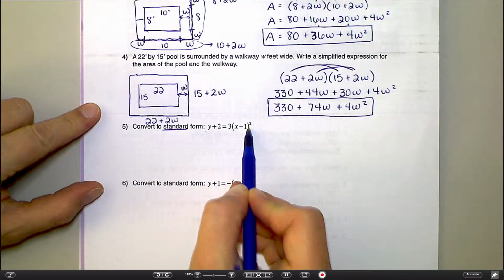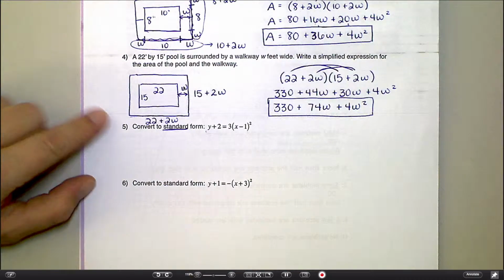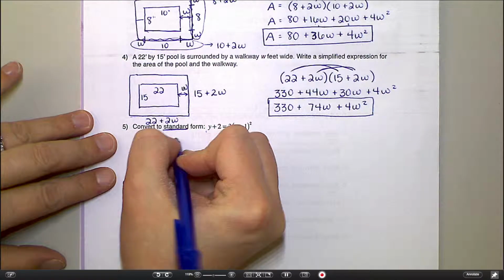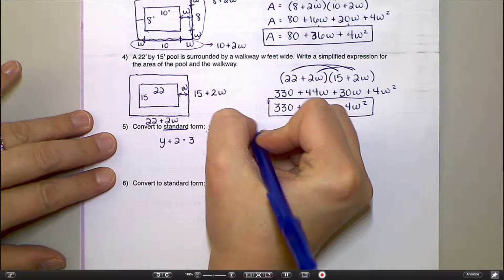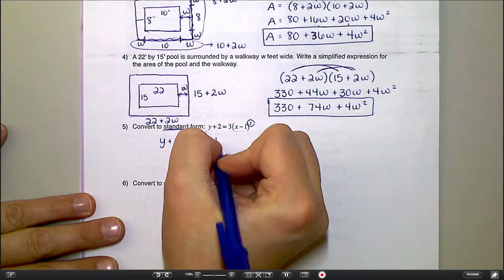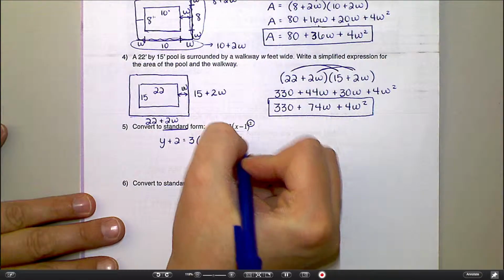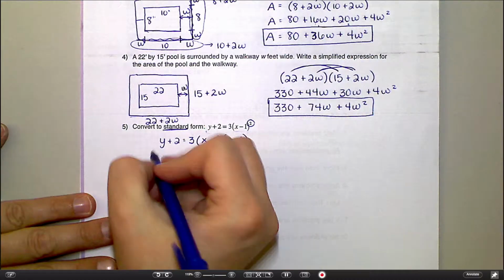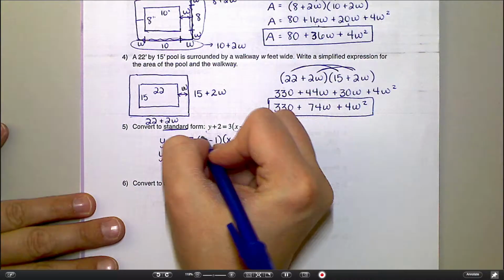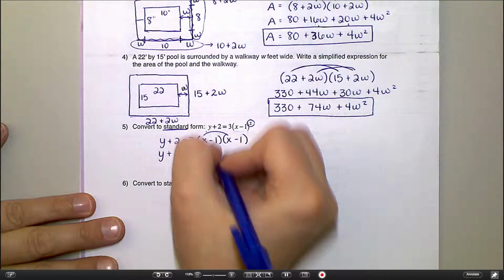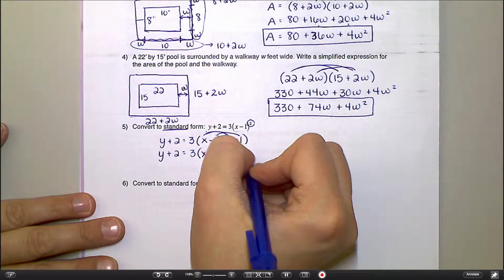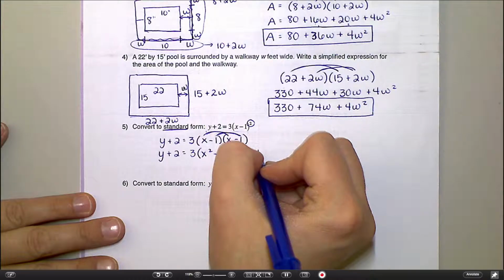So I'm going to take this and do kind of the same stuff we've been doing all up above here. I'm going to simplify this. So I'm going to make this y plus 2 equals 3. I'm going to use the squaring because by order of operations I square first. So I'm going to say x minus 1 and x minus 1. I'm going to FOIL these together. So y plus 2 equals 3 times x squared minus 1x minus 1x. And negative 1 times negative 1 makes positive 1.